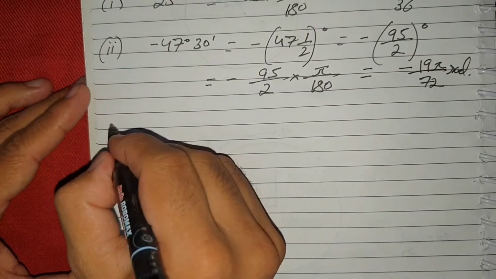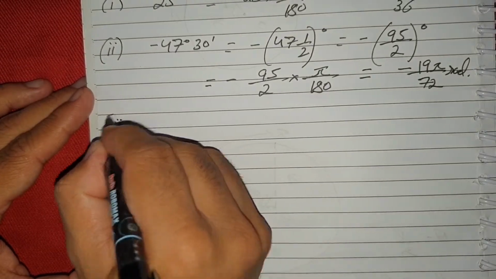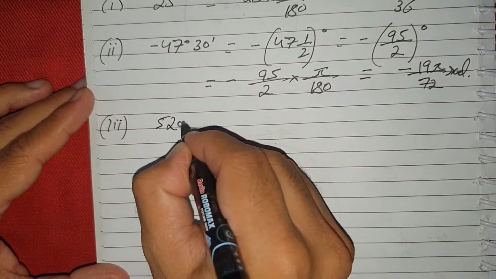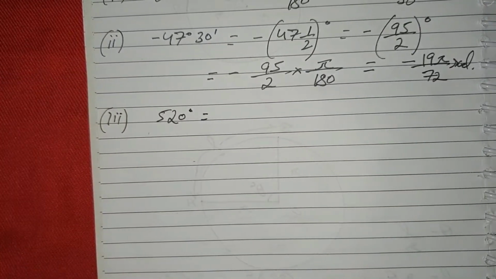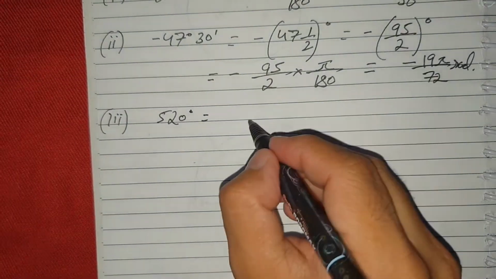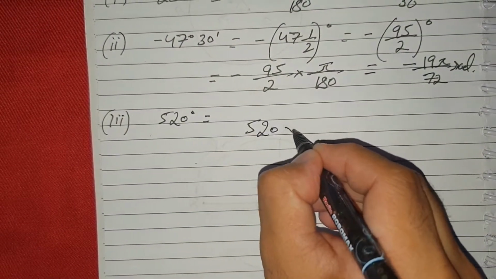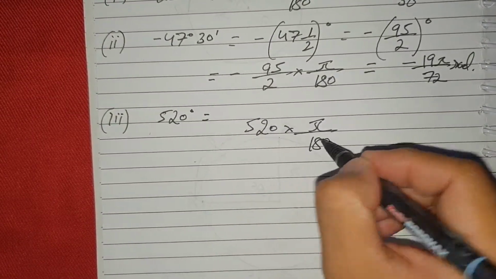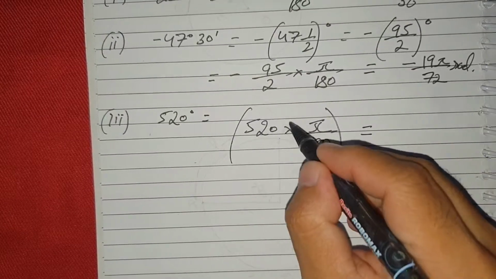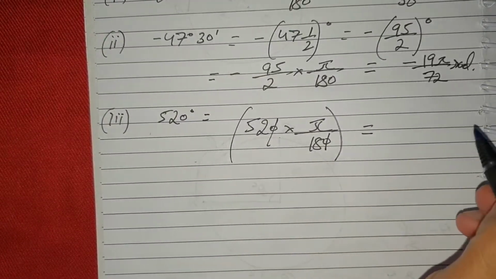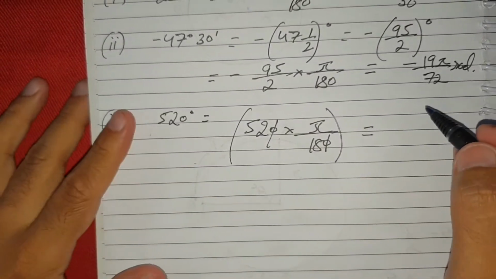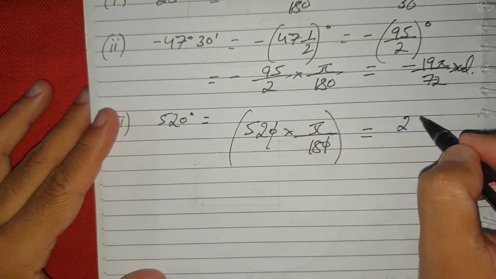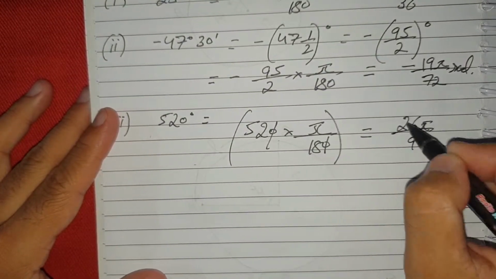Similarly, you can take one more example. Let's take 520 degree. This is again very simple. You just have to do 520 into pi by 180. Solve this. 0 will get cancelled, and then reducing it to lowest term, you get 26 pi by 9.